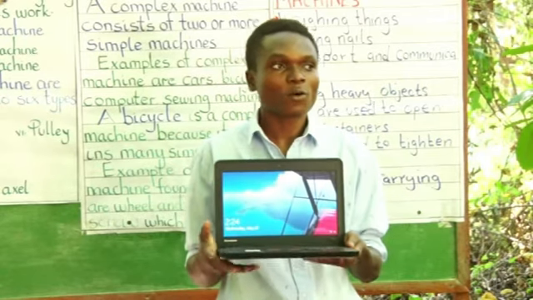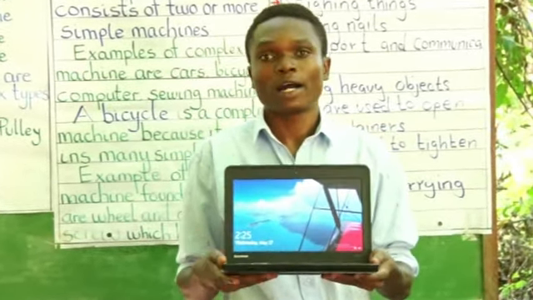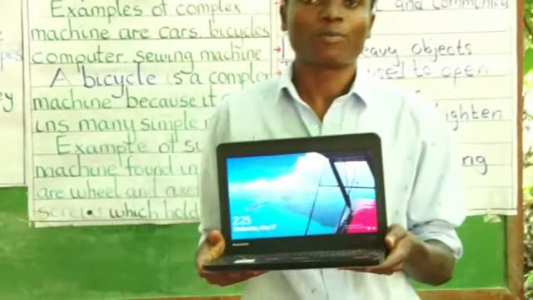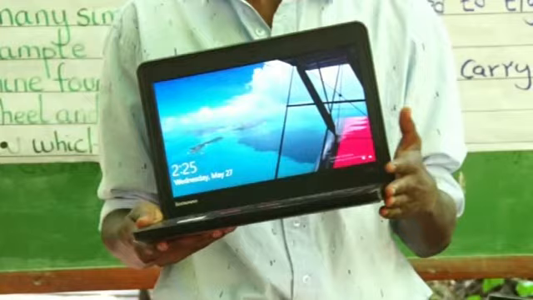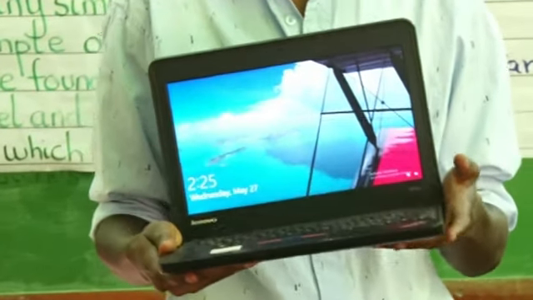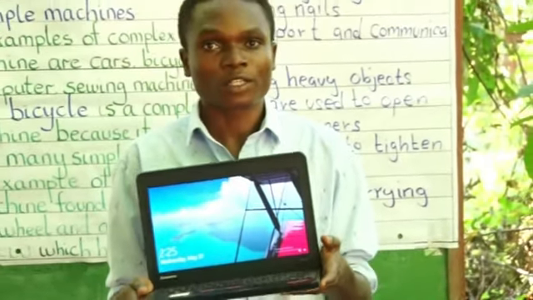Another example of a complex machine is this laptop. At home, I know you have laptops, and even at our school you have computers. This one is a complex machine because inside it has got different simple machines such as the RAM, the screws, and many others.